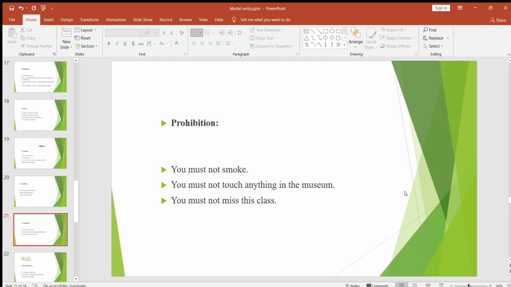Next, for prohibition, something that you're preventing, you can use "must" also. For example, "You must not smoke." "You must not touch anything in the museum." "You must not miss this class." Again, you're prohibiting something. For example, I say "You must not be late." You must be on time.